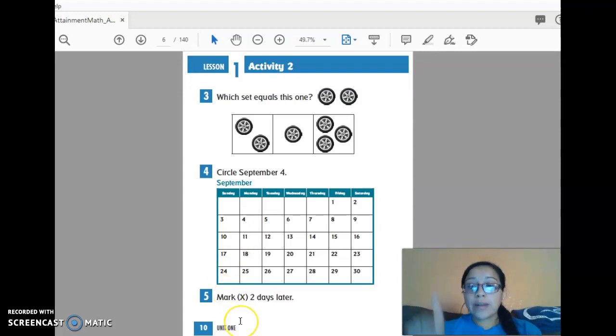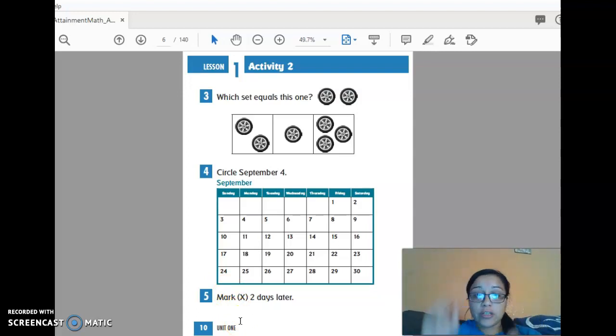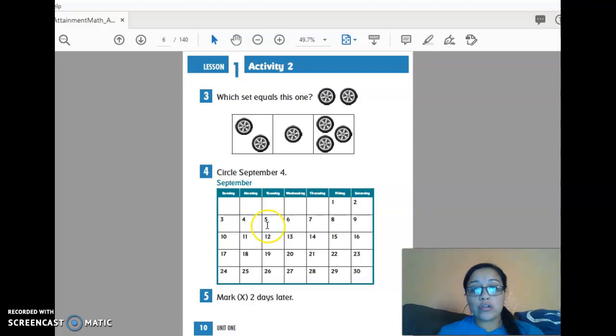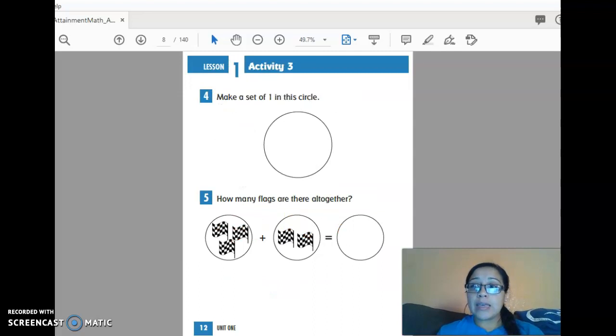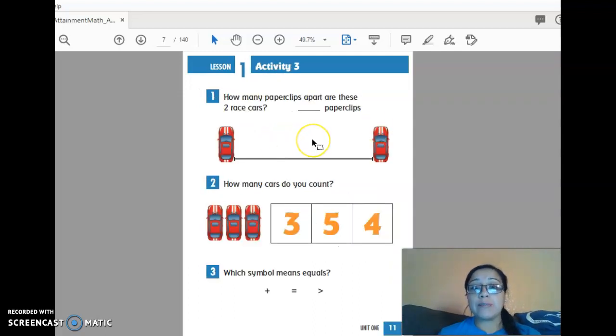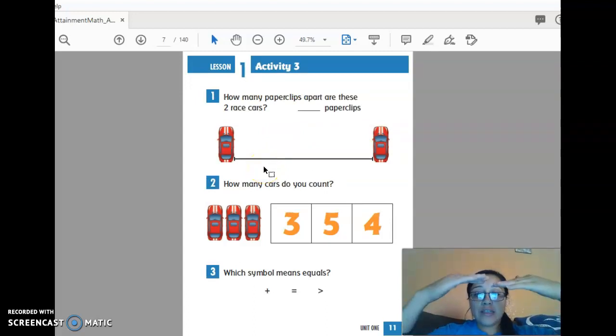Number 5 says mark an X 2 days later. So you're going to go to number 4 and mark an X 2 days later. So you're going to go 1, 2, and then mark an X. Once you are done, we're going to go to the next one. This one says, how many paper clips apart are these 2 race cars? If you have paper clips, I just want you to measure the distance between these 2 cars.